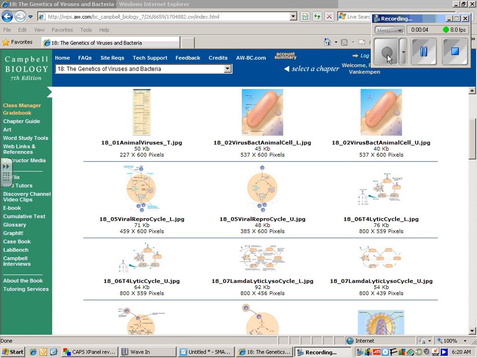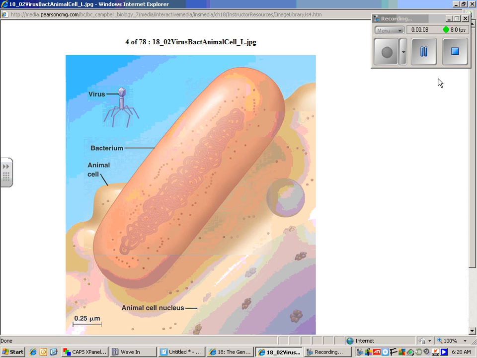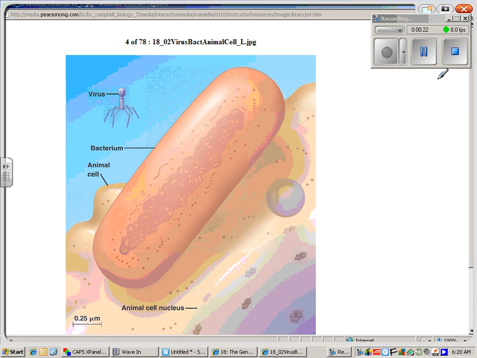Chapter 18 is about viruses. And to get an idea, the first part is about viruses, I want you to get the idea of some size comparisons. Here's an animal cell. You can look at this picture. Here's a bacterial cell here, animal cell here, and this is a virus.